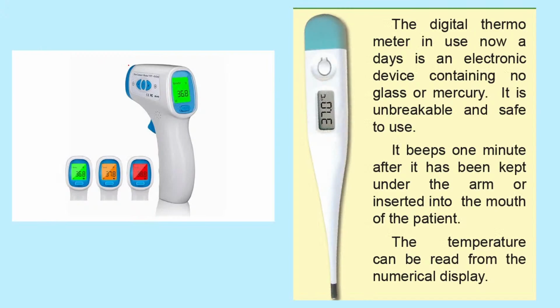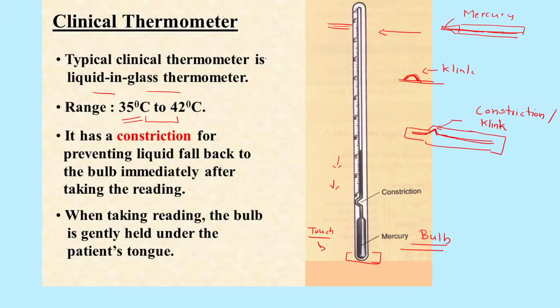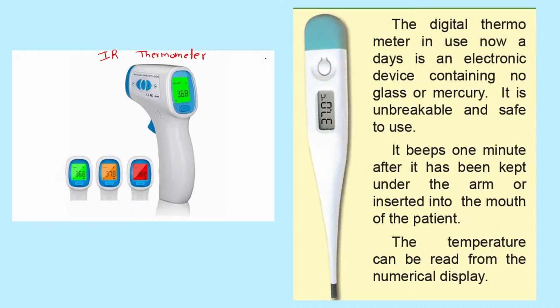Nowadays you get this, you have seen this in the school. This is called an infrared thermometer. These are the latest versions of the clinical thermometer. Clinical thermometers again come in various forms. The previous one which I had shown you is called a liquid in glass thermometer. This one is a digital clinical thermometer, which we get in the market this way.